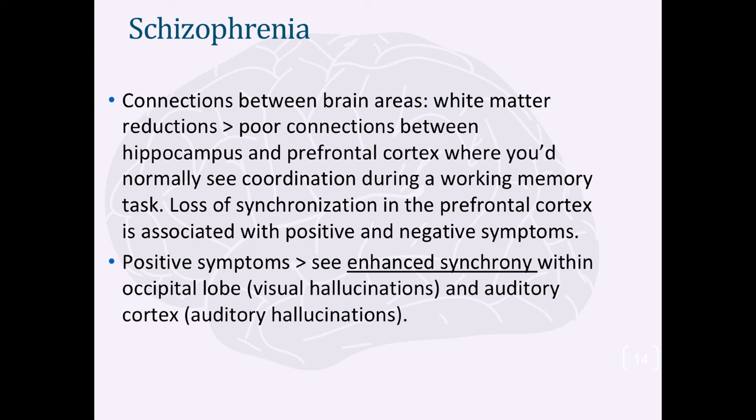Loss of synchronization in the prefrontal cortex seems to be associated with both positive and negative symptoms of schizophrenia. With positive symptoms, we're seeing enhanced synchrony within a single area. So while in general there are fewer connections between areas like the hippocampus and the prefrontal cortex, in individuals with positive symptoms within a given area, say the occipital lobe, there's enhanced synchrony of neural activity there, and that corresponds, for example, to visual hallucinations. And when there's enhanced synchrony in the auditory cortex, that corresponds to the auditory hallucinations.